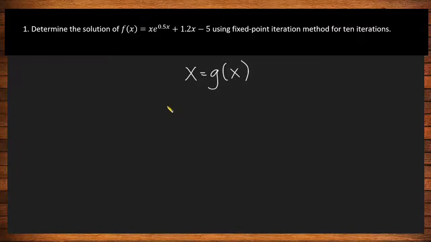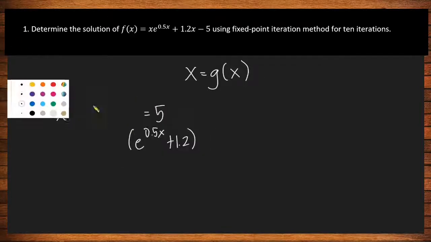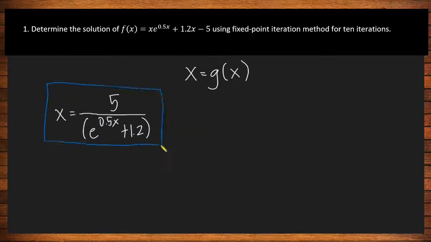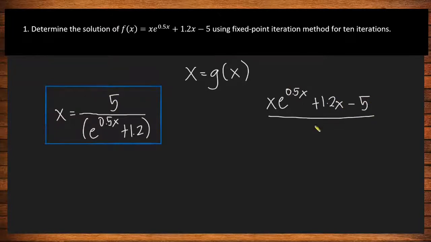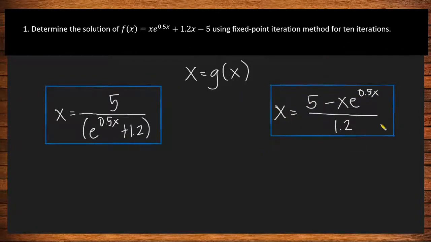For example, here in our given equation, one of the things that we can do to transform our function into x equal to g of x is we can factor x from the first two terms and then isolate x. So yung pwede din natin gawin is we can divide the whole equation by 1.2 and then itong second term natin, x na lang yung matitira. So yung gagawin natin is we will isolate that x. So we will have this equation.